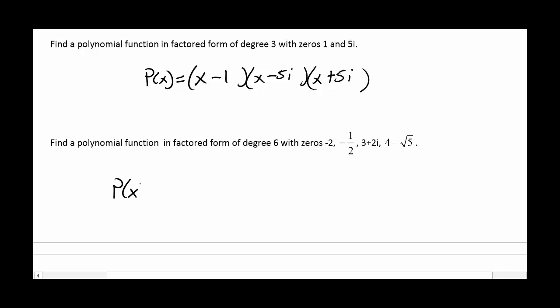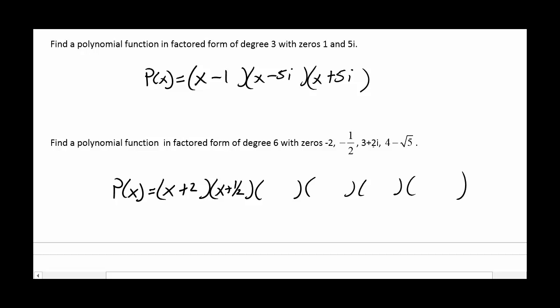Okay, so degree 6 means I've got 6 factors that I need to find. So 1, 2, 3, 4, 5, and 6. Okay, so I have, let's see, the first 0 they tell me is negative 2. So that would be x plus 2 in factored form. They tell me negative a half is a solution, so x plus a half in factored form.